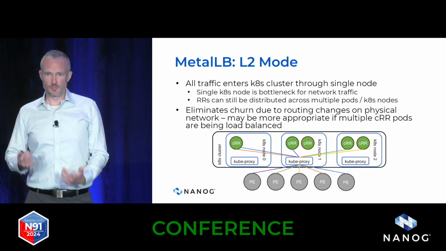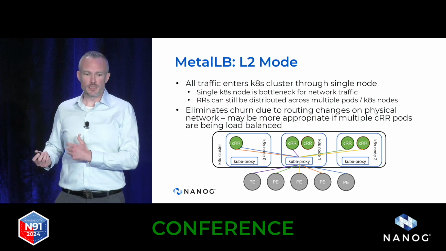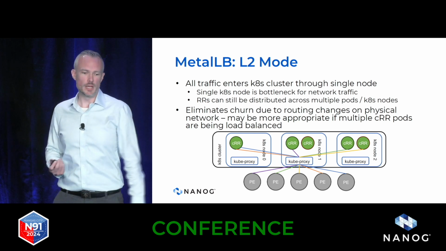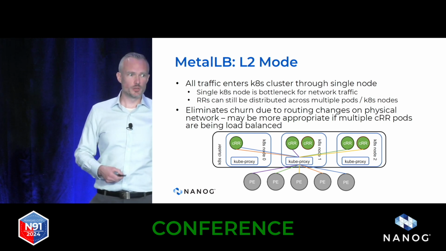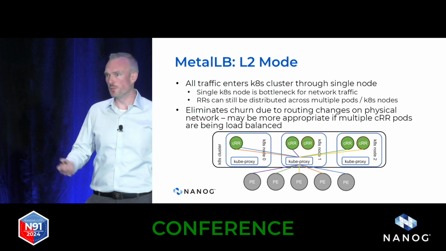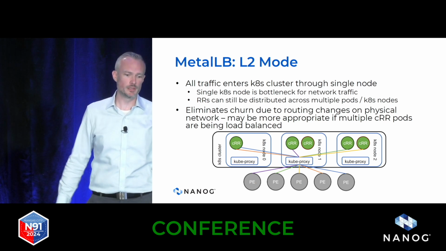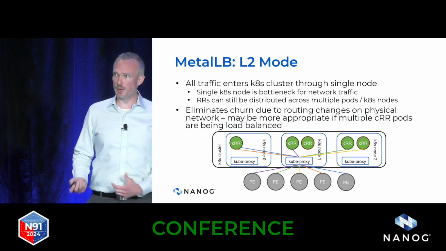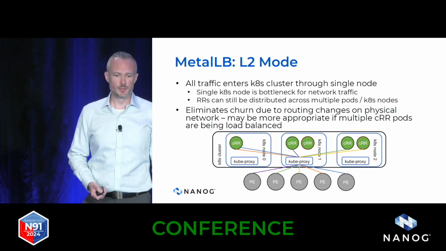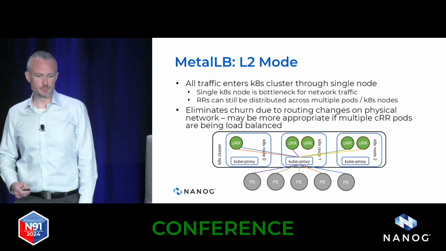L2 mode, in contrast, has a double-edged sword of only allowing traffic to come in a single node for a single virtual IP. In this case, that single node obviously is a bottleneck for all network traffic, but maybe in the route reflector use case, we don't necessarily care because route reflectors are going to be more compute heavy than they are bandwidth heavy. We can still distribute those route reflectors across multiple pods, across multiple nodes, so we still get those compute benefits. This eliminates that potential for churn, so you don't need to worry about determinism on your physical network.